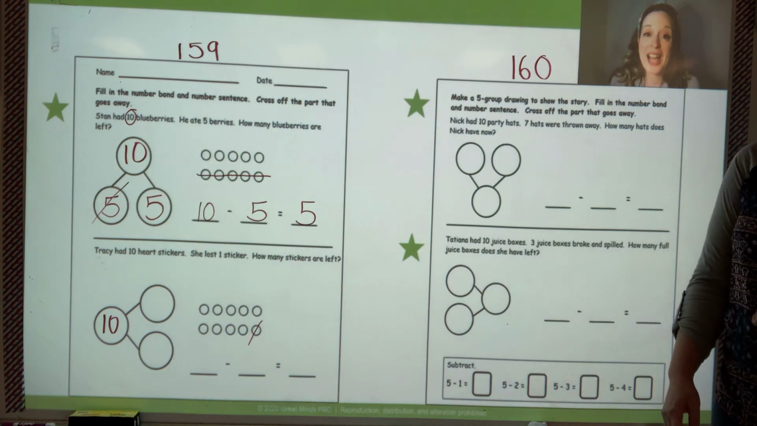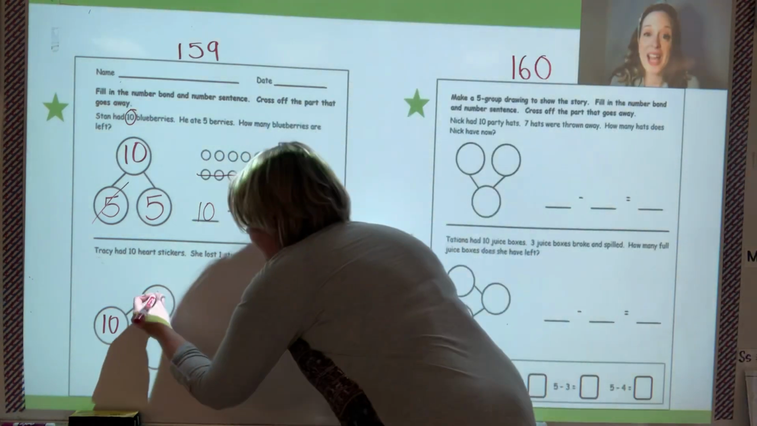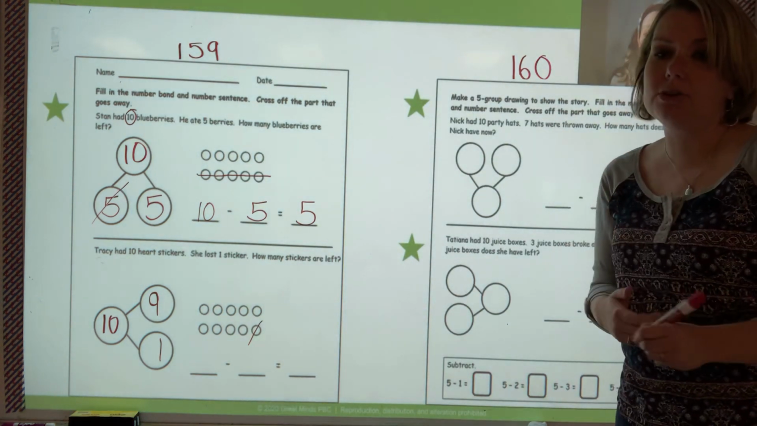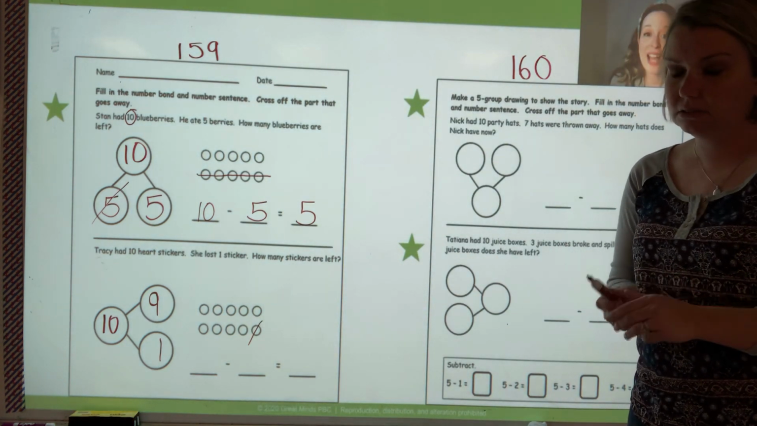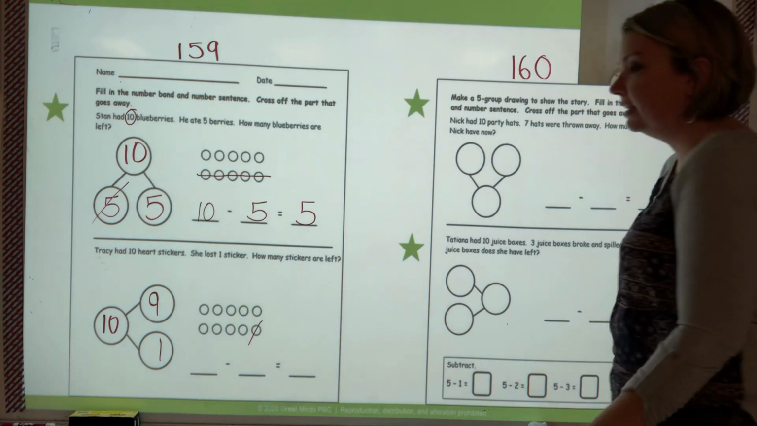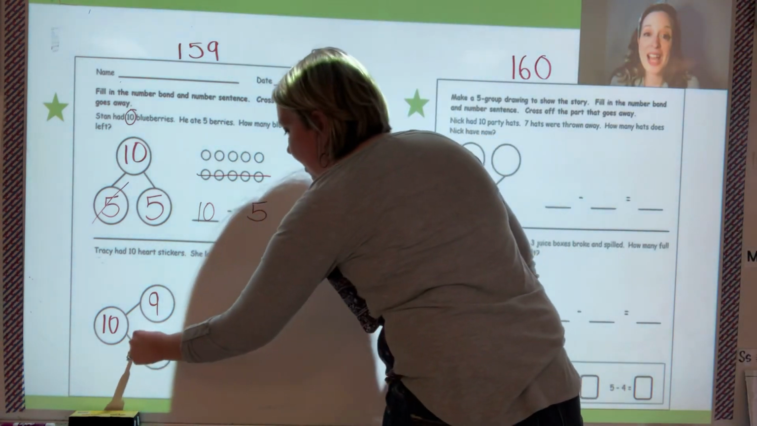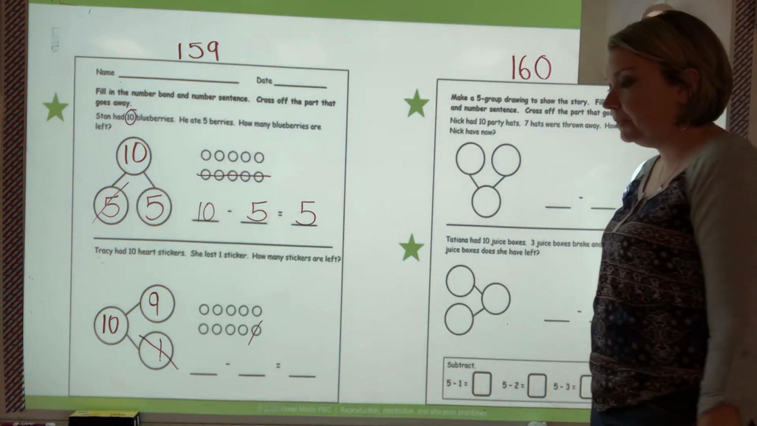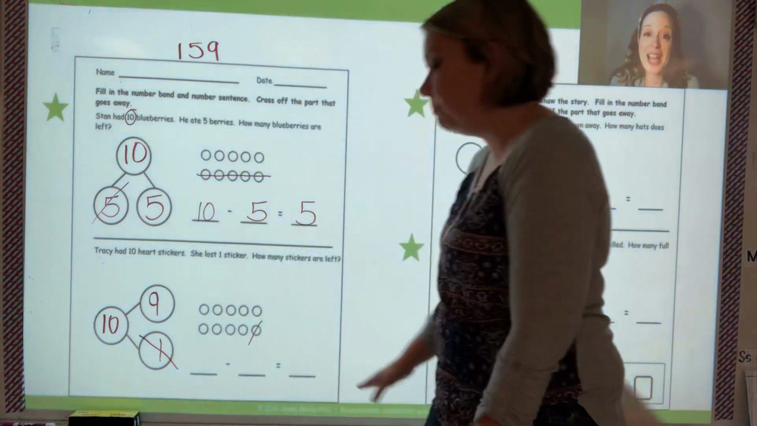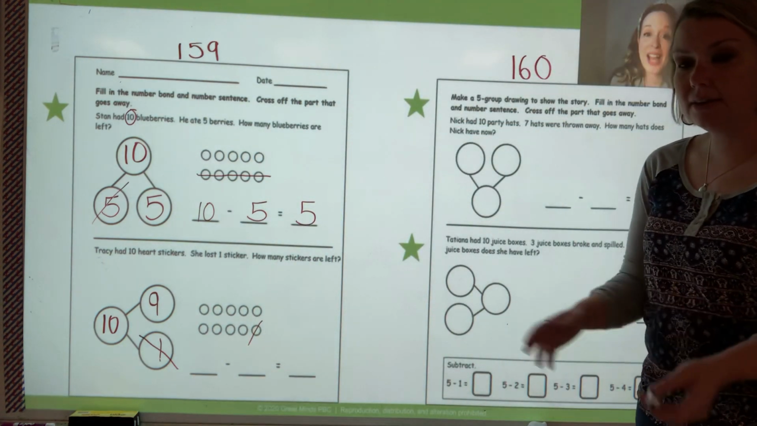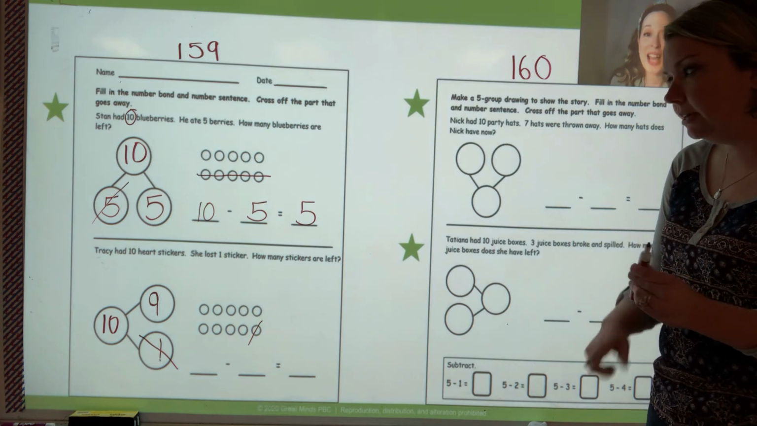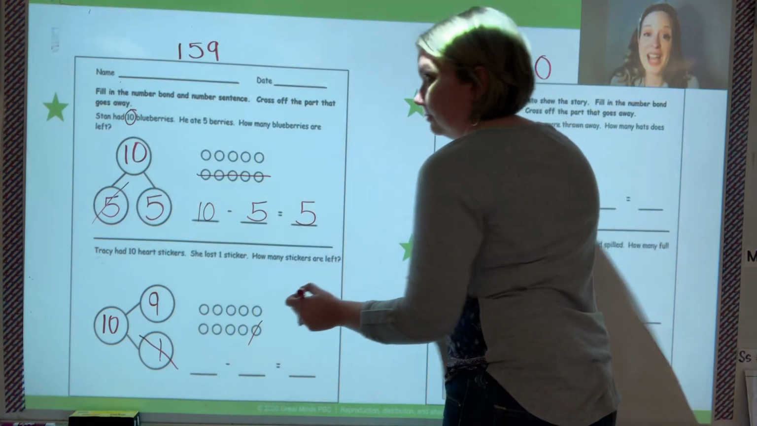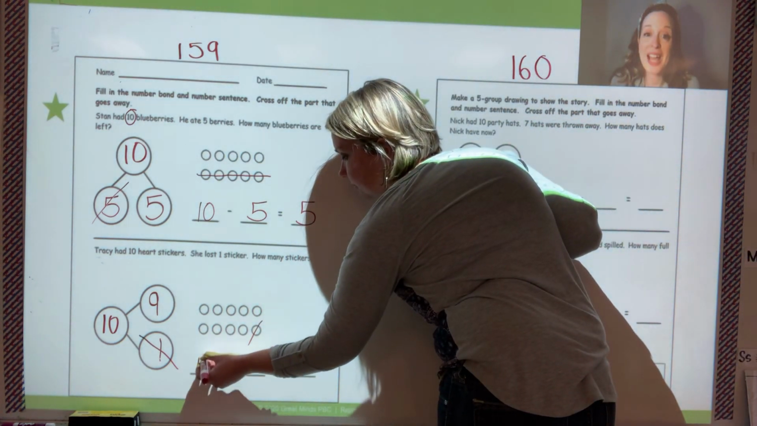Now, Adeline, can you tell me my 2 parts? Your 2 parts are 9 and 1. How do I show the sticker that I crossed off? You cross out the 1. Excellent. Thank you, Adeline. Now, let's see if another friend can help me by reading your number sentence. Carolyn, will you please read your number sentence to me? My number sentence is 10 minus 1 equals 9. Excellent.